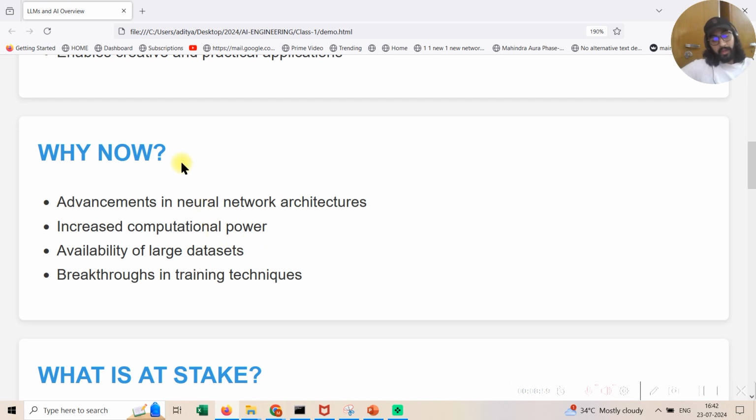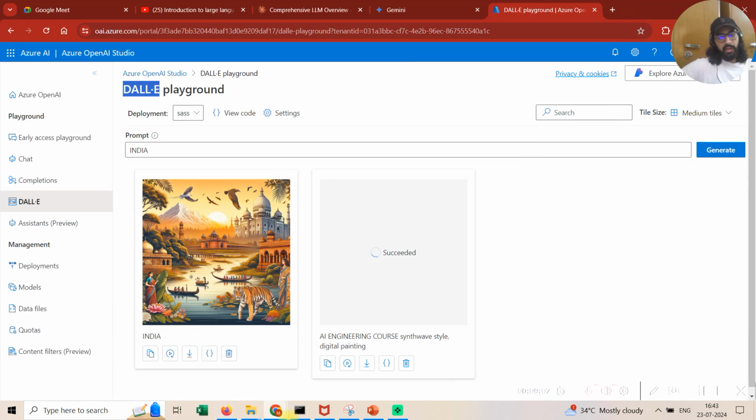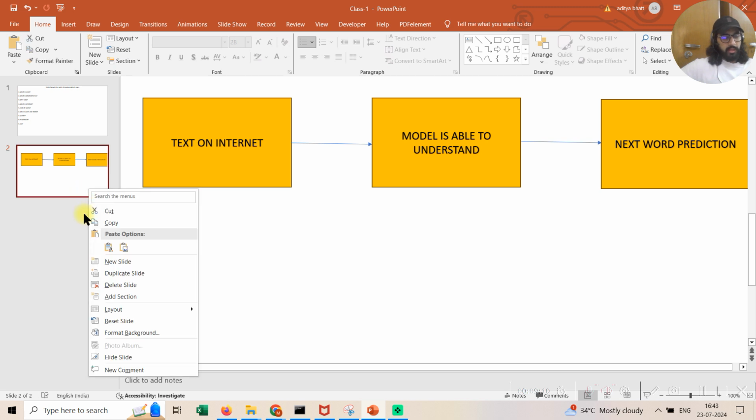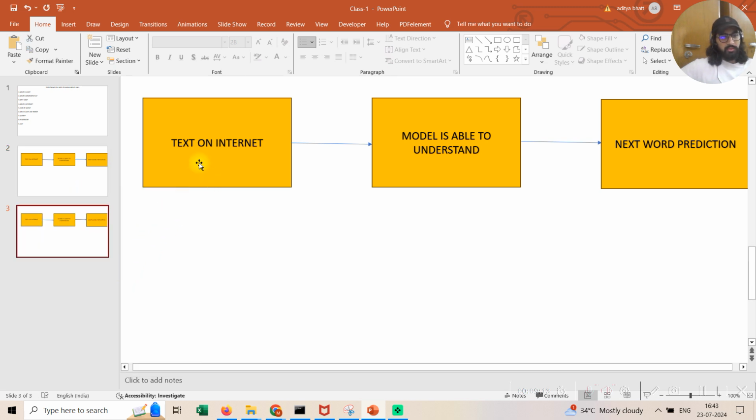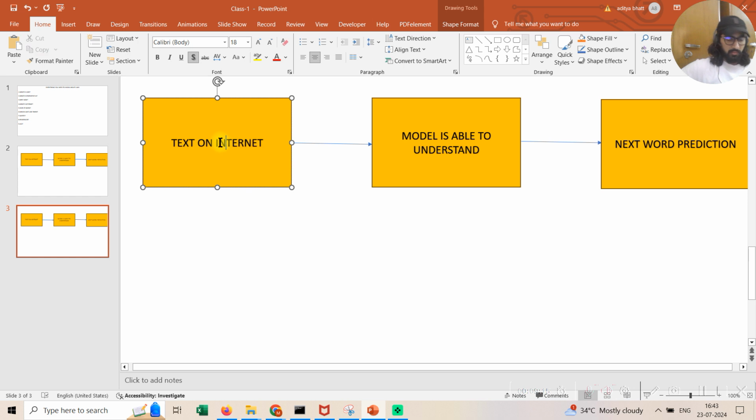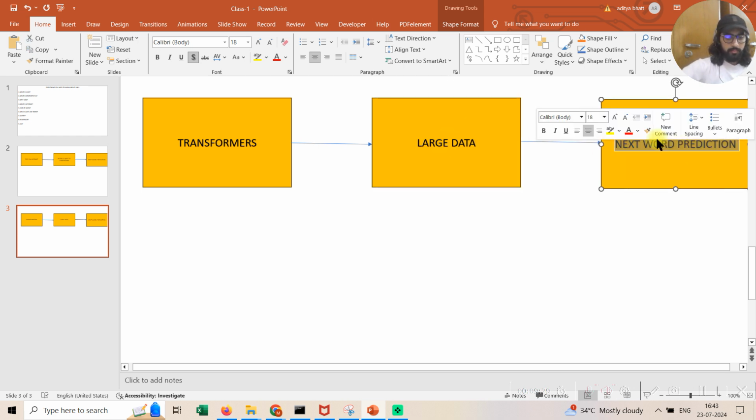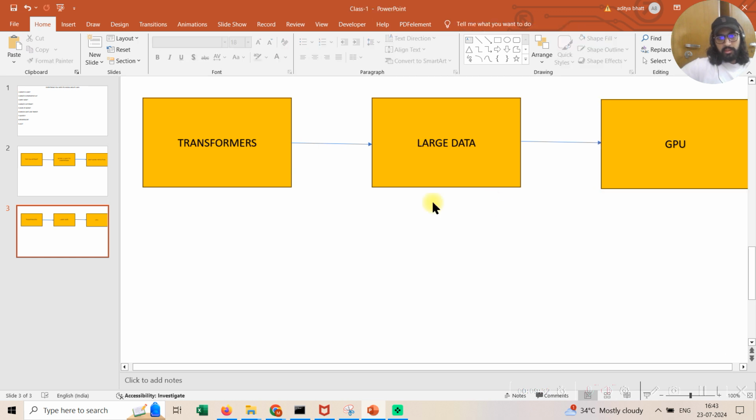The next thing is why now. That's the very important thing. So guys, you need to understand how a sink was created. Let me just design a sink for you. I think designing that sink would be very important, that's basically why the sink was created. So there were three things. One was transformers. The other thing is large data, and the other thing is GPU.